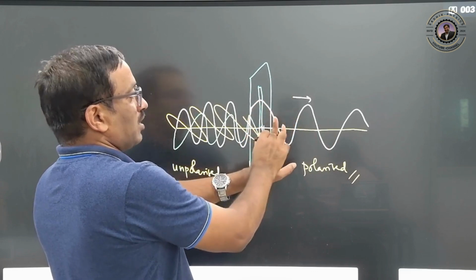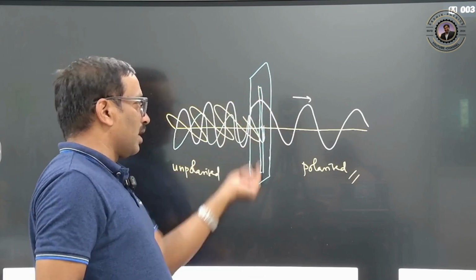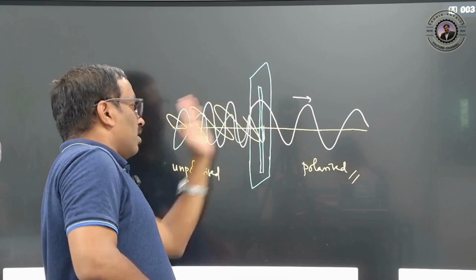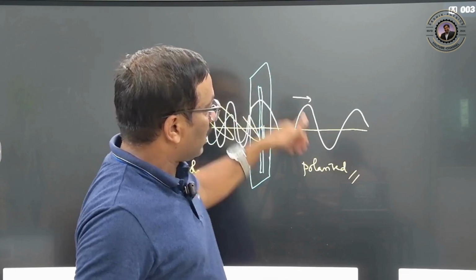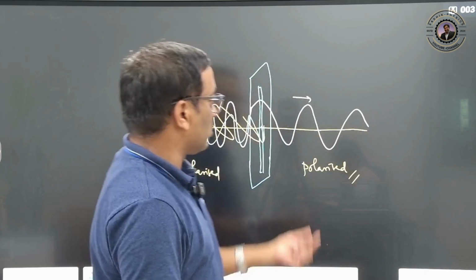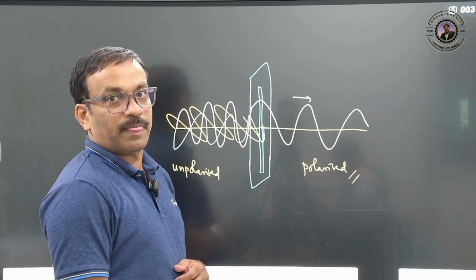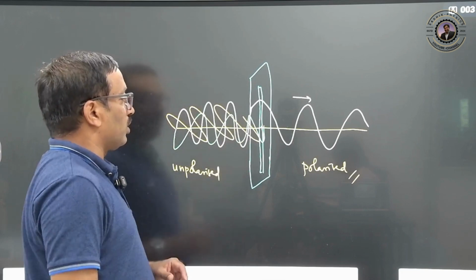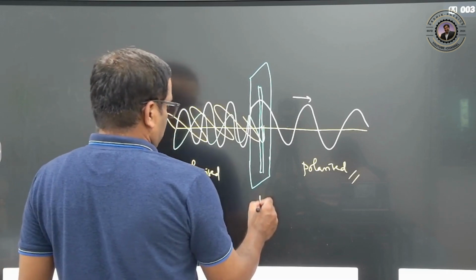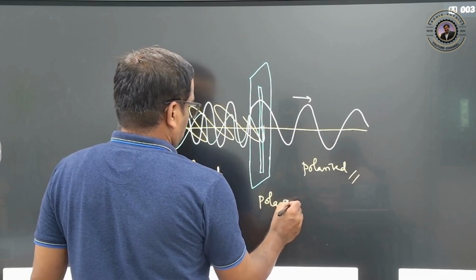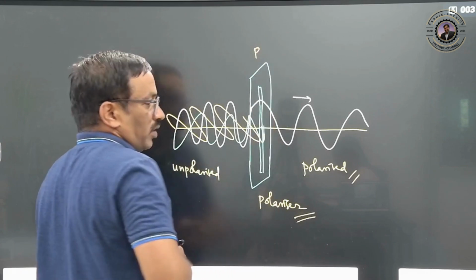Other than that direction, if I am oscillating like this, the vibrations are blocked by this slit. So all the remaining vibrations are blocked, and only along the plane of the slit does the wave come out. So this is said to be polarized light, and this is unpolarized light, clear. In this way you can understand in detail, this is nothing but one polarizer, or polaroid.